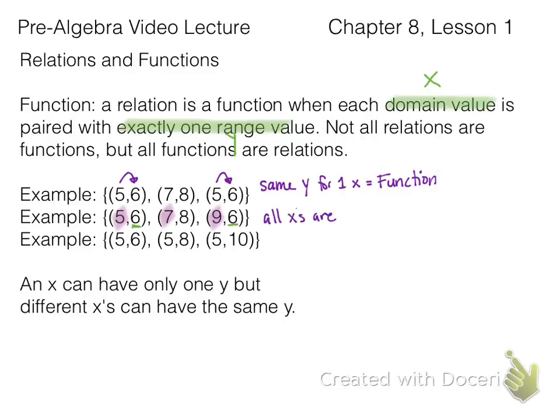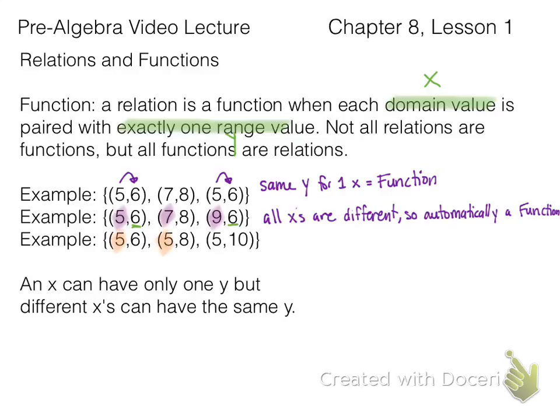So this one, all x's are different, so automatically it is a function. And that's something you can look out for already. If you all have different x's inside your relation, then it has to be a function, because that means there's no possible way that one x could have two different y's. Okay, so again, if all of the x's are different, then it's automatically a function inside that relation.